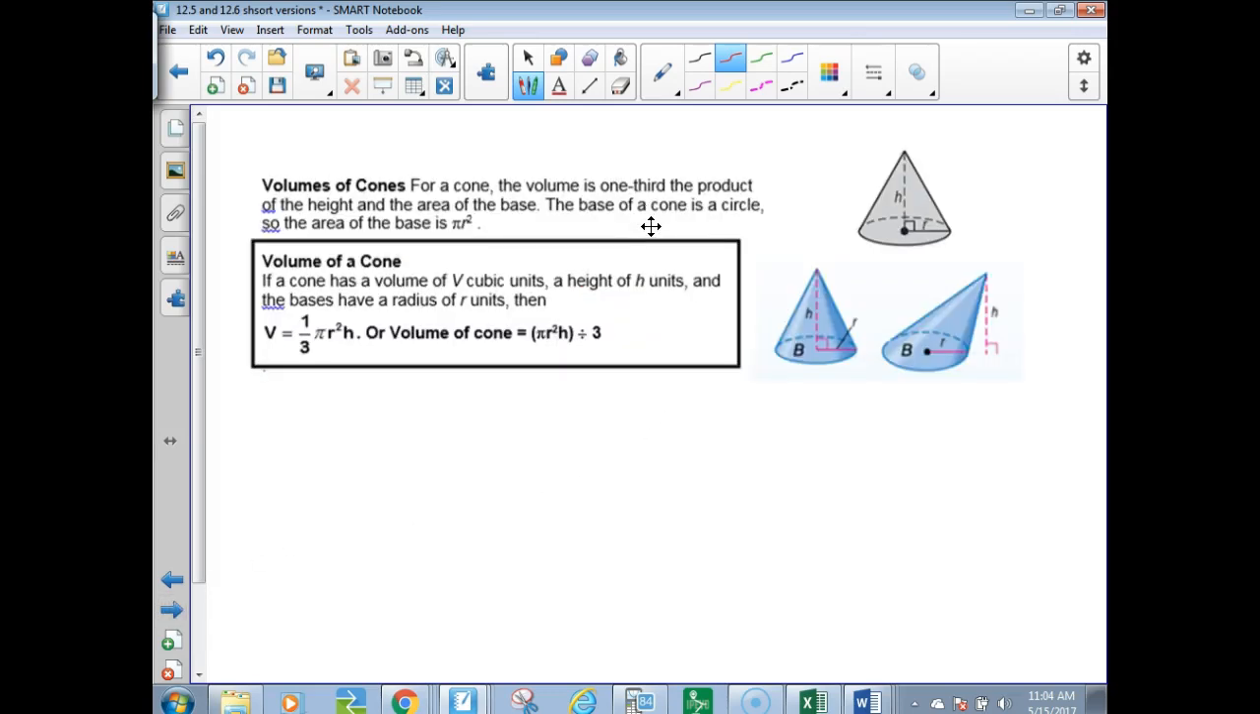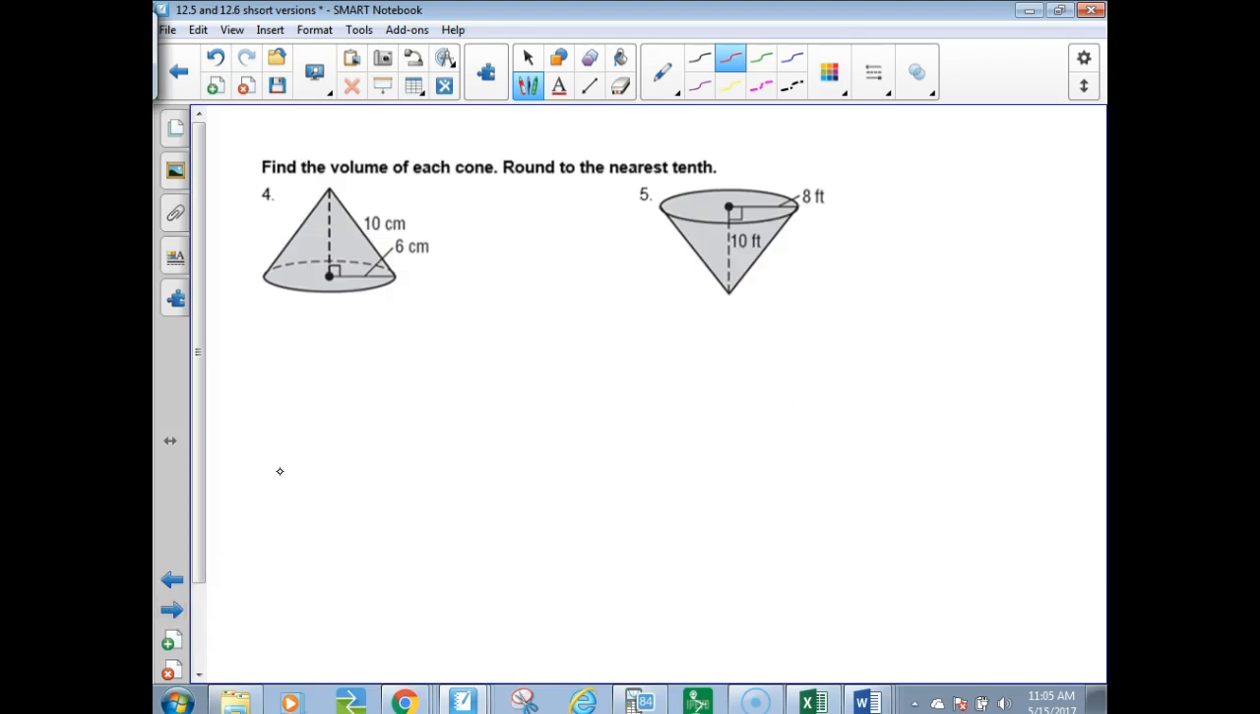Cones now. I only needed to do a few examples, I think, to get that job done. You take pi times r squared times the height, that's the area of the base, times the height, divided by 3. The base area is actually the pi r squared part. So we're doing a cylinder, pi r squared times the height, and then dividing by 3. So let's just do a cone.